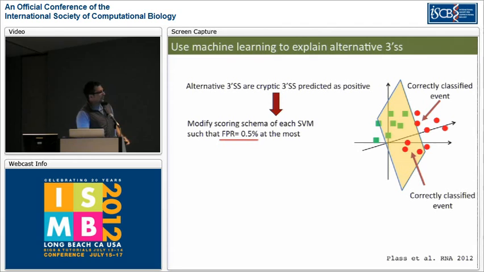In each of the SVMs, we have a default threshold of 0, so anything above 0 is positive, below 0 is negative. But if we modify the threshold so that every time we predict, we predict with a very low false positive rate, like less than 0.5%, then what we're doing is increasing the precision of the model. And that's indeed the case.